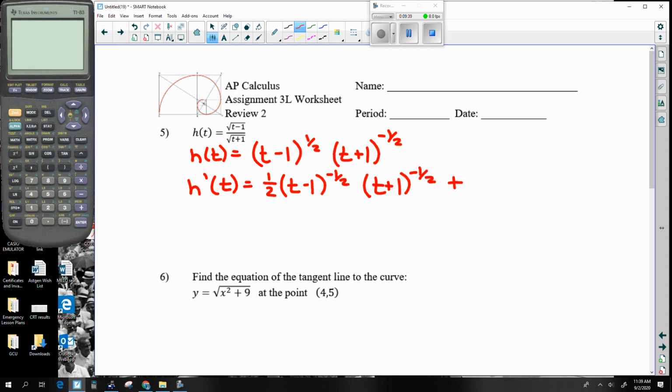plus v prime, so the derivative of that second piece. So that's negative 1/2 t plus 1 to the negative 3/2. And again, the chain rule would imply times 1 because of the inside t, but again, don't really work. So that's v prime u, t minus 1 to the 1/2. That's u prime v plus v prime u.